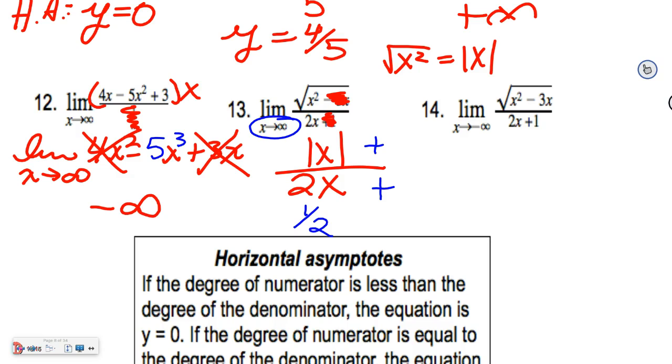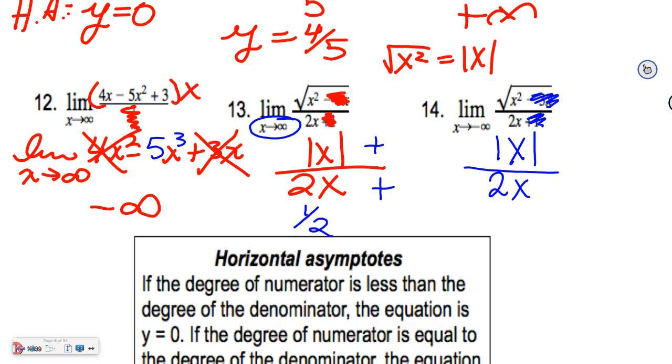Now watch, the next problem looks identical. Note the difference though. What did I change in number 14? It's different from 13. What did I change? Negative infinity. So you're still doing nothing. The top, you're still the absolute value of x. Or if you don't want to write absolute value of x, at least in your head think it's always positive. On the bottom, this is still 2x.